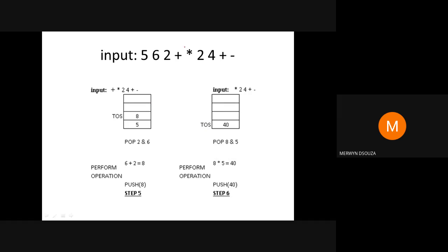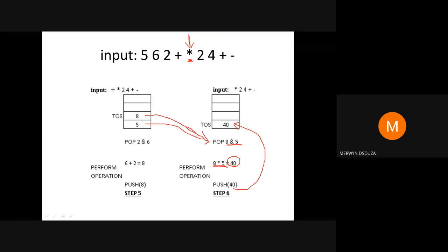Now again when I read the next token, if the token is a number, we push it on the stack. Is this a number? No. Token is an operator. So if it's an operator, what we will do is pop these 2 values, as you can see here. I pop 8 and 5. Then I perform this operation. This is a multiplication operation. So 8 into 5, I get 40. This answer I then push back into the stack.